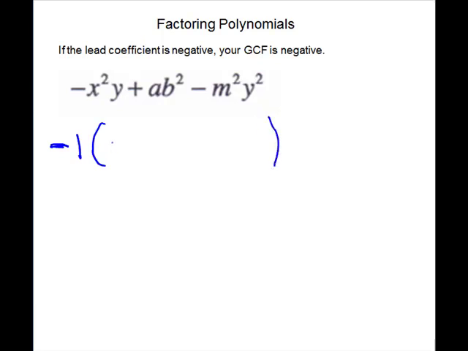So it's going to leave me an x squared y. Right? If you take the negative out of this term, it will leave you a negative ab squared. And for the last term, it will leave you a positive m squared y squared. Let's double check. This will be negative x squared y. 2 negatives will give us positive ab squared. And this will be negative m squared y squared.